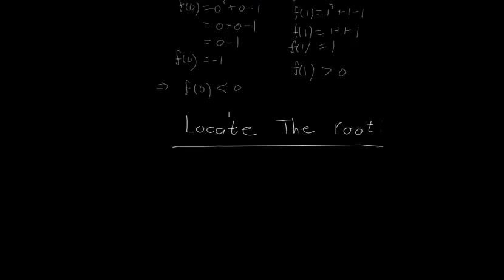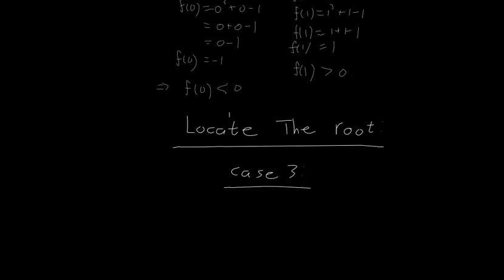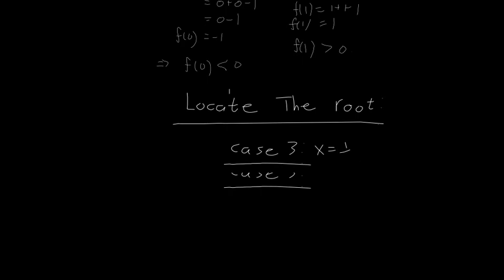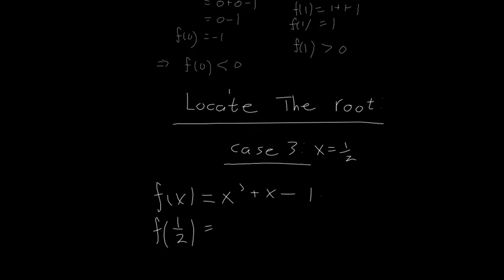Okay, so let's locate the root at x equals 1/2. Let's look at another case. This is case 3. You don't have to say case 3, but I'm just splitting it up. So case 3, when we have x equals 1/2, evaluating f of x equals x cubed plus x minus 1. At x equals 1/2, we'll notice that f of 1/2 is equal to 1/2 all cubed plus 1/2 minus 1.